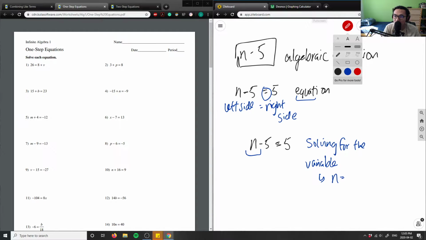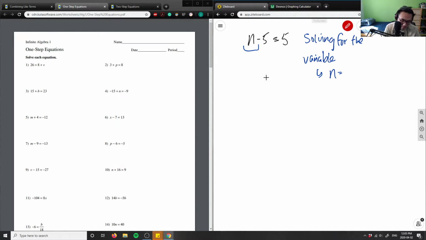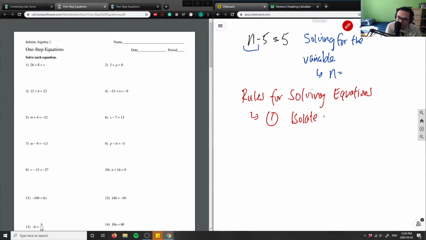And these are rules. I'm going to do this in red because these are rules for solving equations. Step 1 would be to isolate the variable. Then I'm going to have to move stuff around. I usually have to move the constants, and I might have to move the variable itself. Isolating the variable means we have to move constants or numbers to get that.